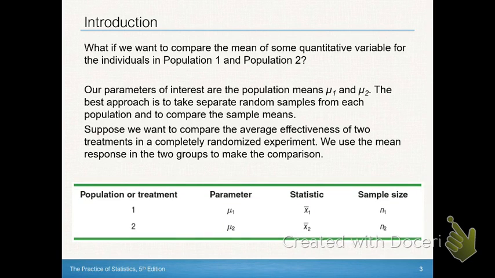In this section of notes, we're going to look at a sampling distribution for a difference of means. So we've already looked at sampling distributions for proportions, for difference in proportions, and for means. Now we're looking at difference of means.